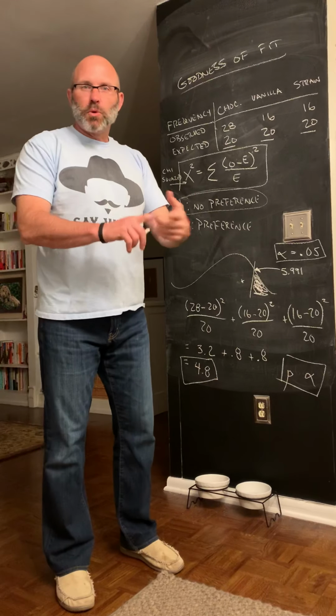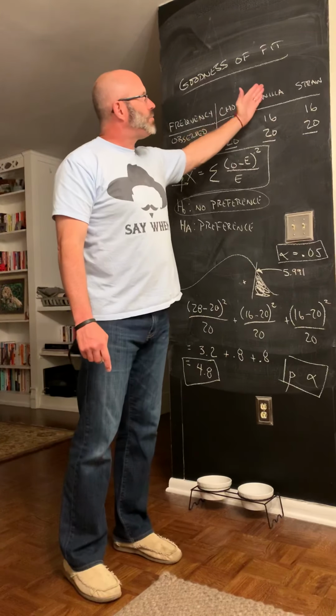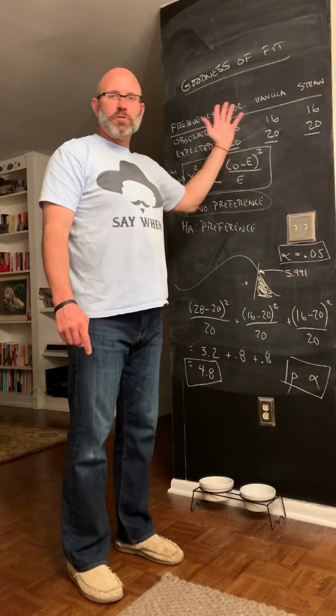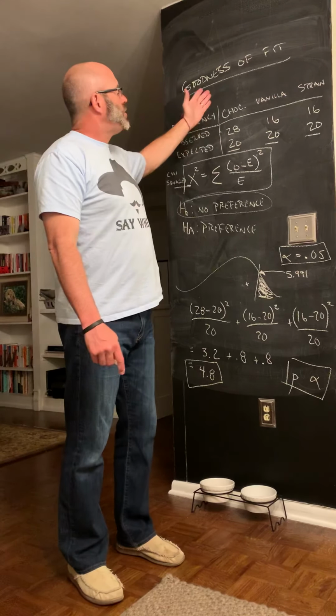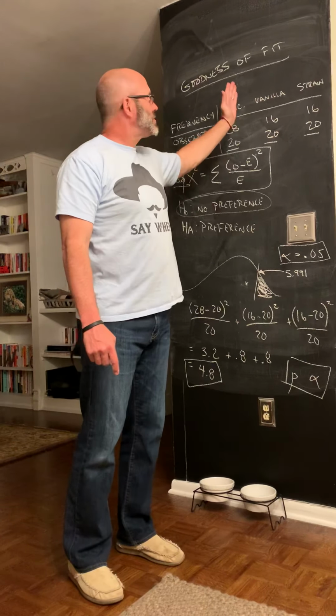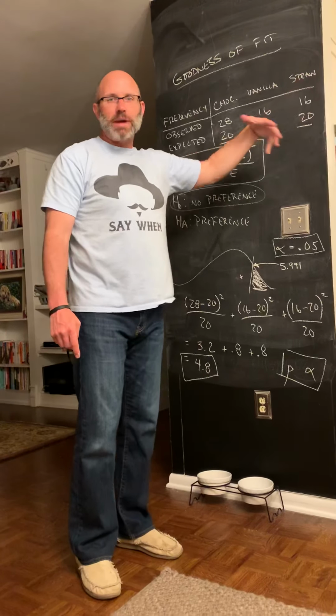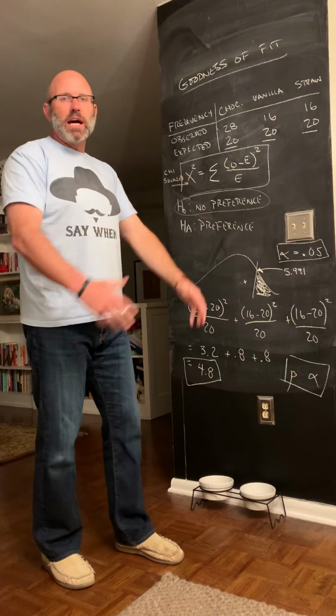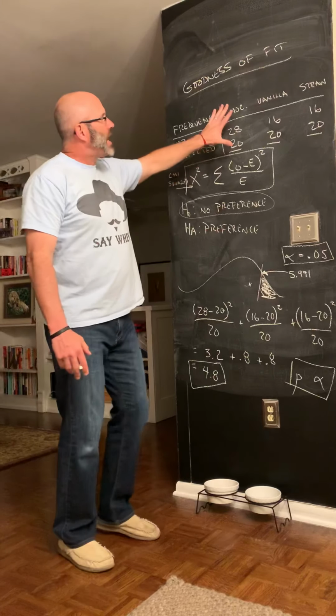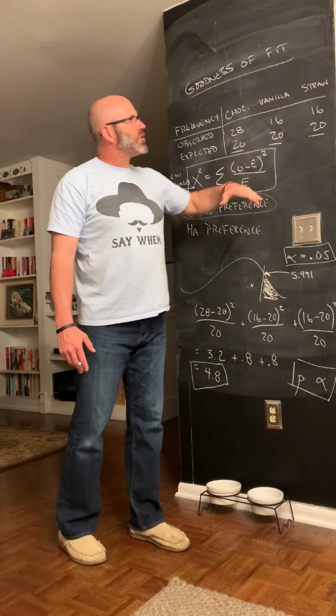You could do it with sports. If you wanted to see if football, basketball, and baseball were viewed similarly, you could do it with certain math teachers and see how many people preferred certain math teachers. So there's all different kinds of ways. All right, but I have three categories, chocolate, vanilla, and strawberry.